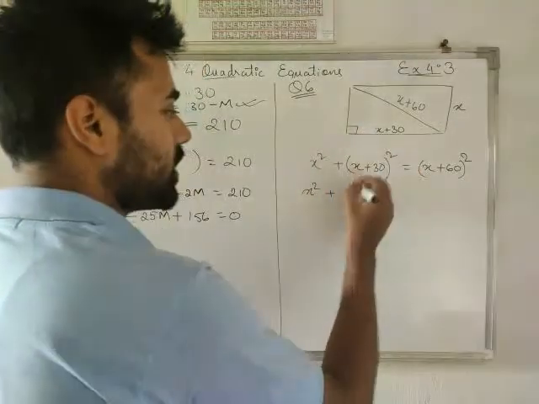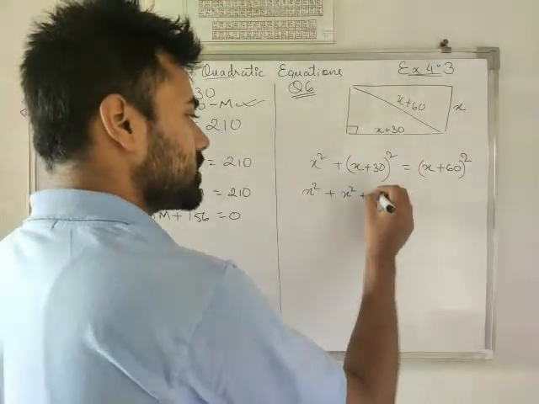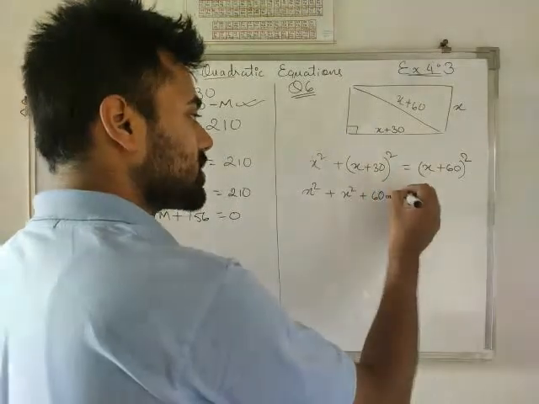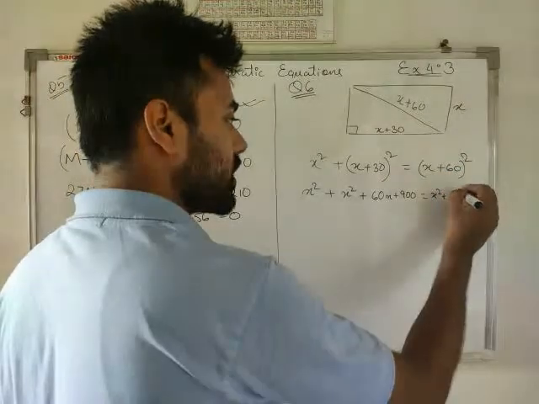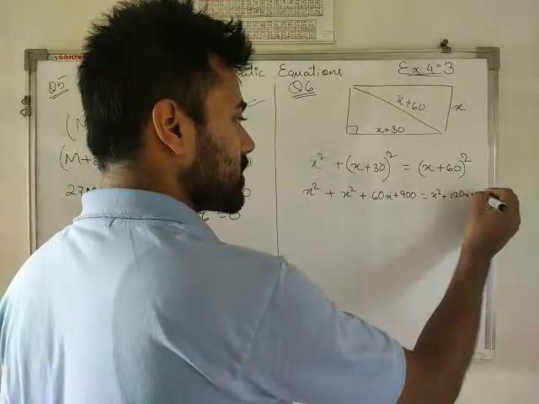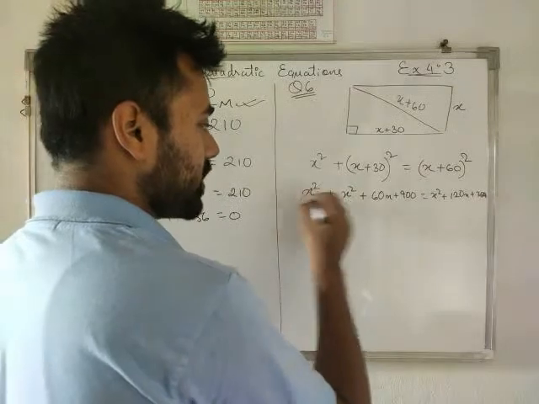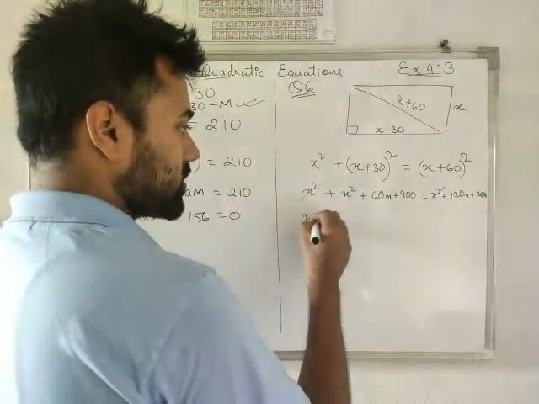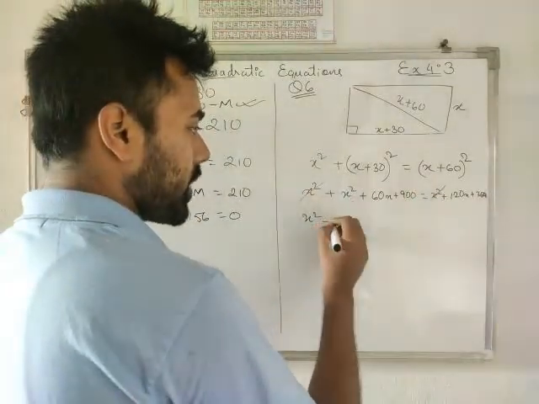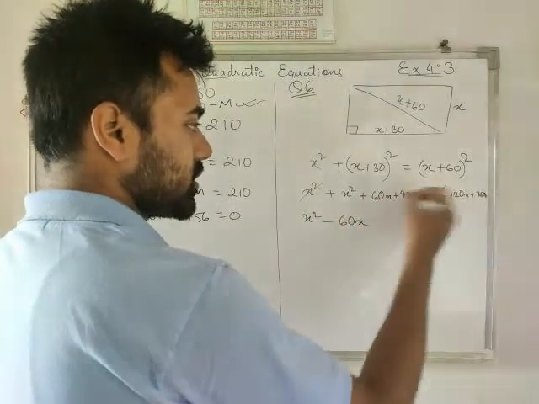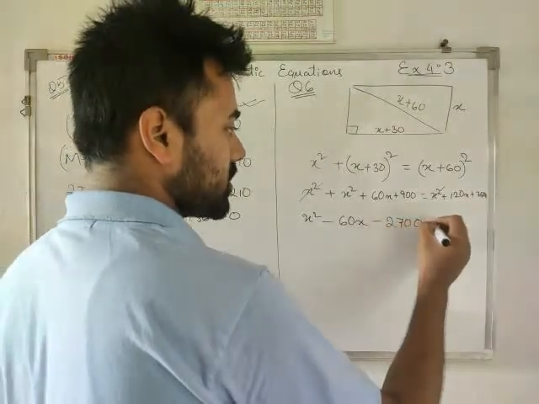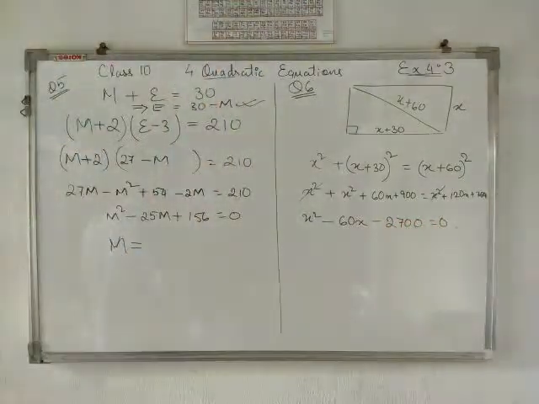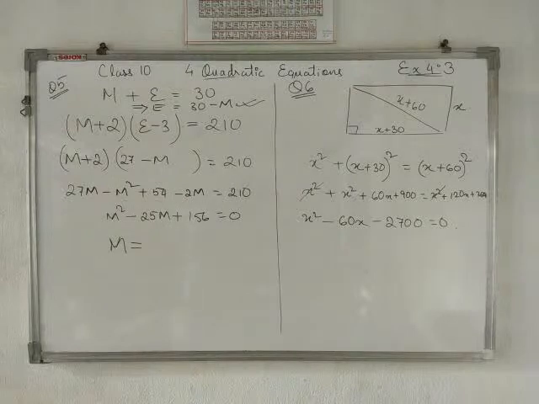And this one will be x squared plus 60x plus 900, x squared plus 120x plus 3600. That will be x squared minus 60x minus 2700. Right? So this is our required equation. Yes, it is correct.